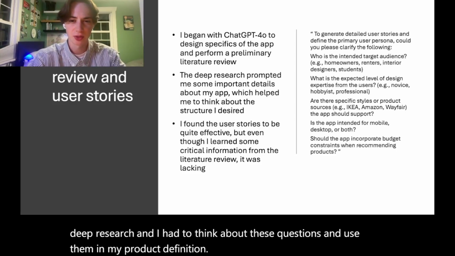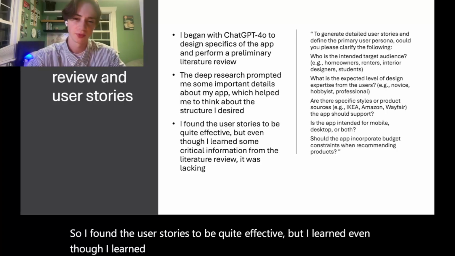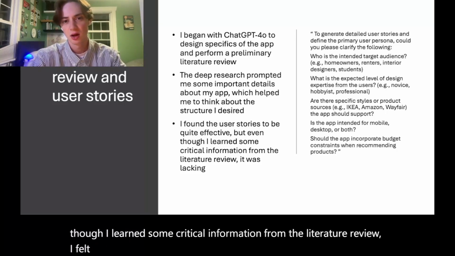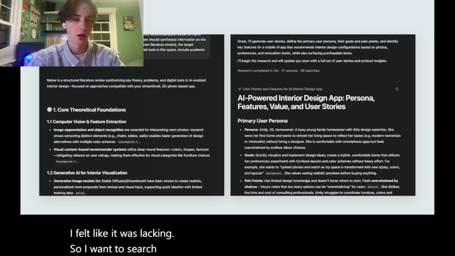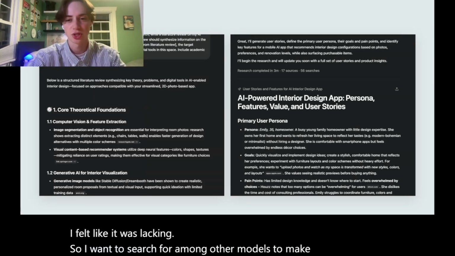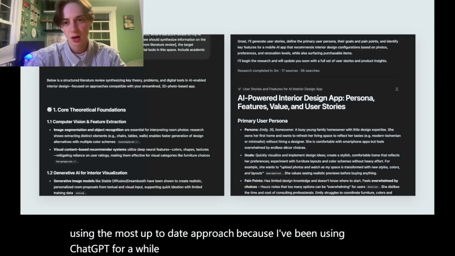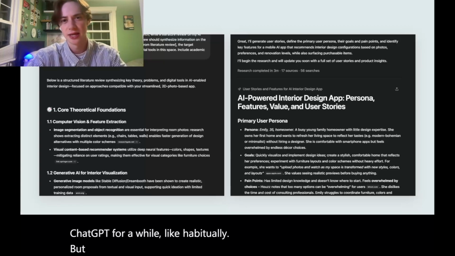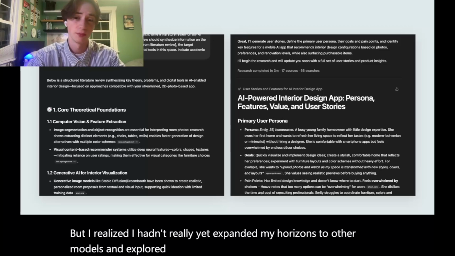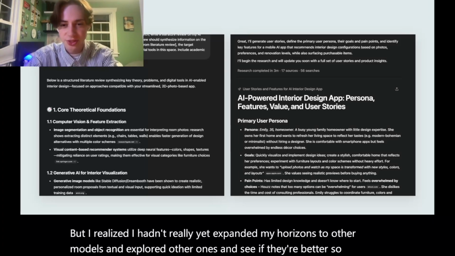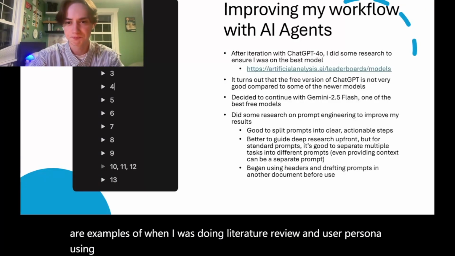So I found the user stories to be quite effective, but even though I learned some critical information from the literature review, I felt like it was lacking. So I wanted to search among other models to make sure I was using the most up-to-date approach, because I've been using ChatGPT for a while, like habitually. But I realized I hadn't really yet expanded my horizons to other models and explored other ones and see if they're better. So here are examples of when I was doing literature review and user persona using ChatGPT 4o.